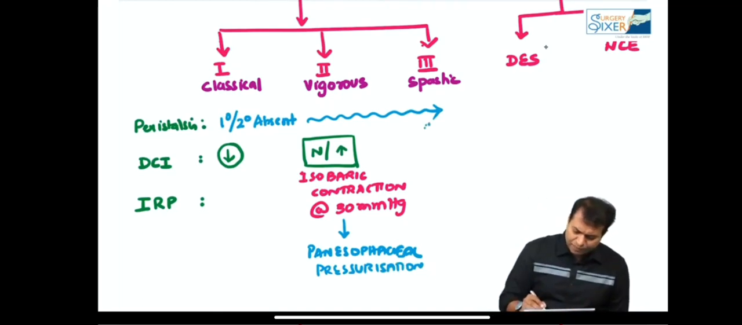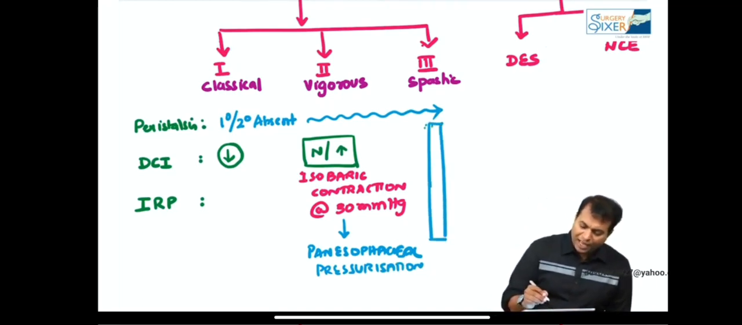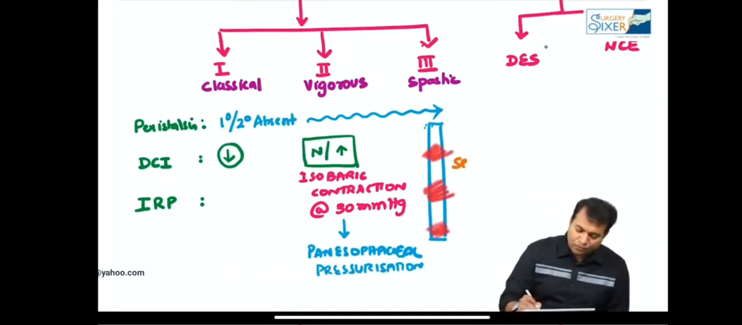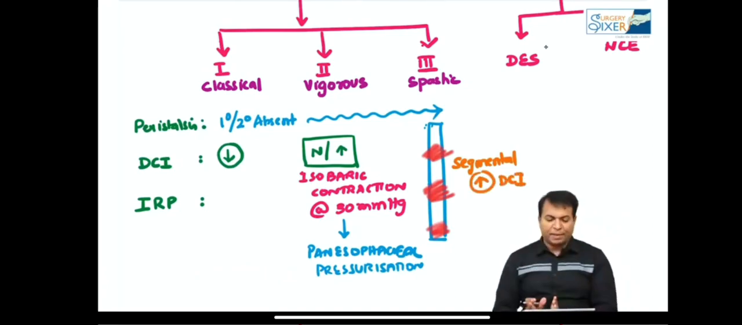In spastic achalasia, if this is the esophagus, we have increased amplitude in some places like this. Some segmental increased amplitude is seen, not fully, but segmental increased DCI. So pan-esophageal pressurization is vigorous achalasia. Segmental increase is spastic achalasia. Okay.